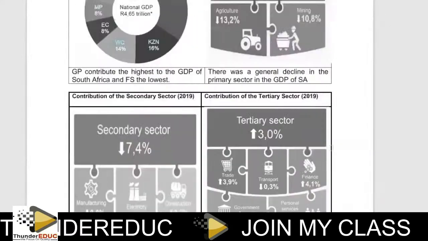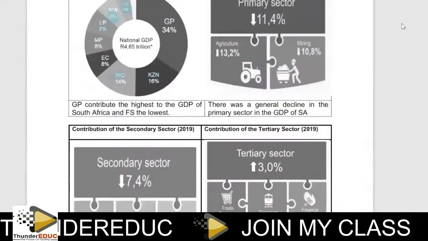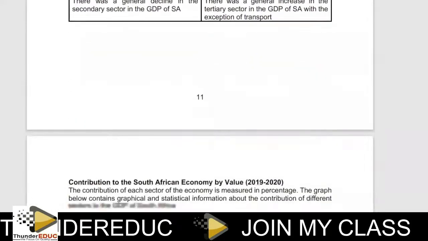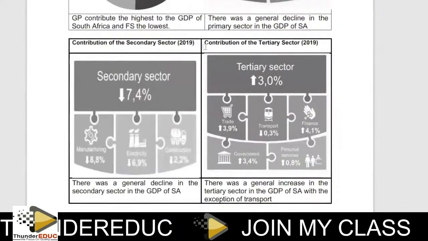Now, by just bringing in this aspect, look, the primary sector contributes 11.4%. The secondary sector, in this case, has a contribution of 7.4%. The tertiary sector contributes 3.0%. Okay, and all those are different sectors. When you look at the contribution of the secondary sector, this is just recent, 2019. There was a general decline in the secondary sector production of South Africa, which declined to this. So manufacturing, look at this. This is the average contribution of the secondary sector.